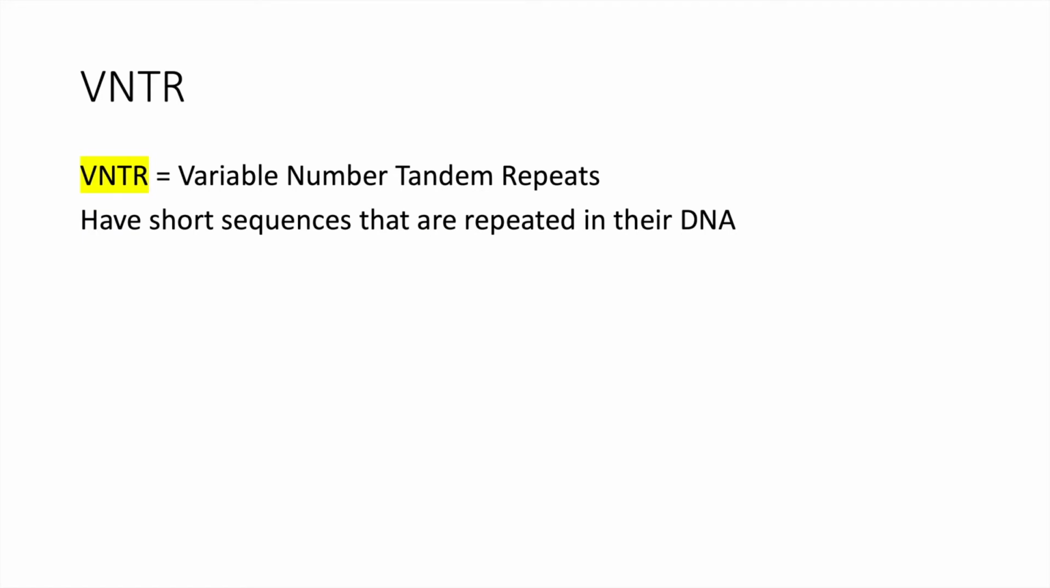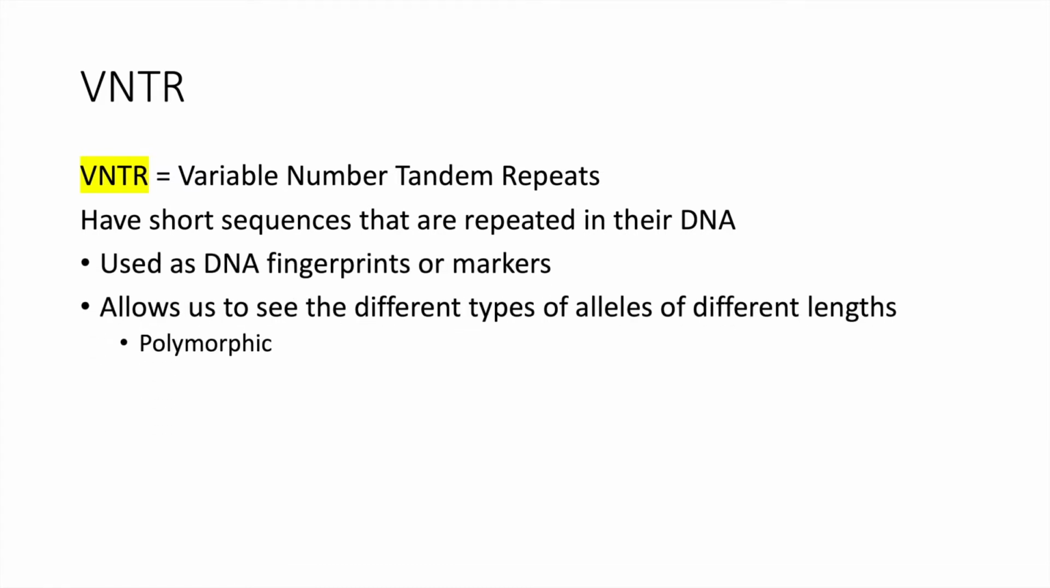VNTR, also known as variable number tandem repeats, are composed of short nucleotide sequences that are repeated in DNA. These allow forensic scientists to create markers in the DNA for analysis, and we call these markers DNA fingerprints. VNTRs come in different types of alleles and are polymorphic, and the main feature we want to look at is the length of the allele for our DNA fingerprints.